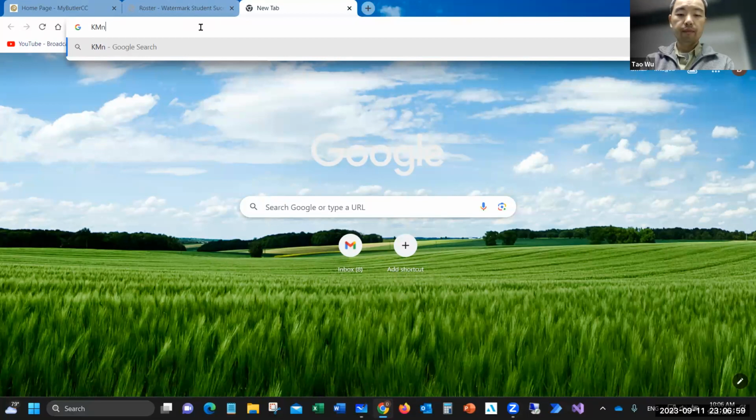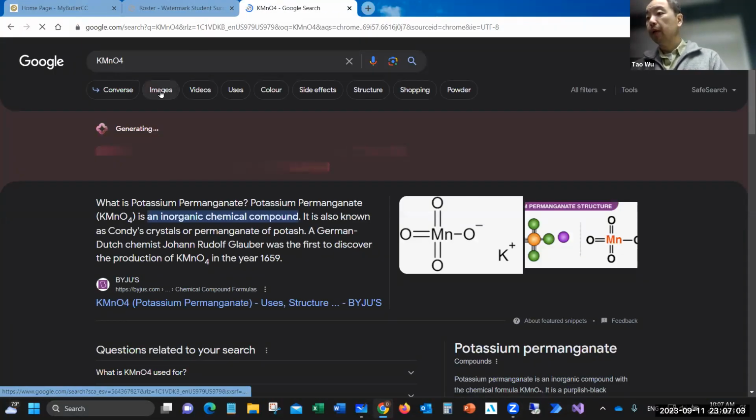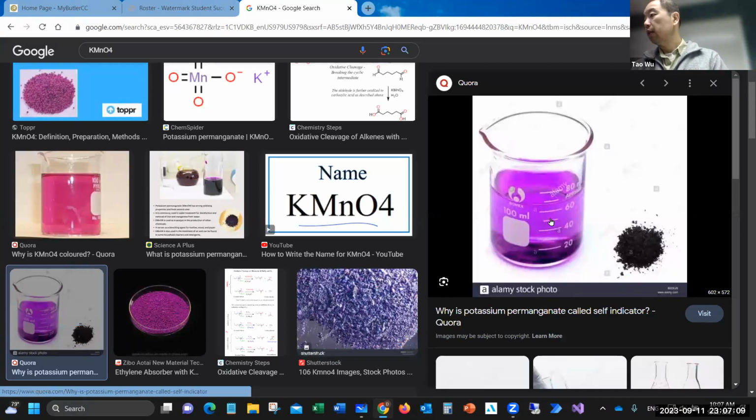KMnO4 is a purplish color, and when it dissolves in water, it's also a purplish color. This is a very strong oxidant.